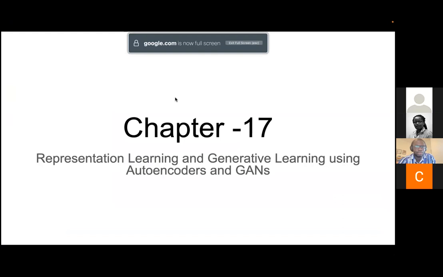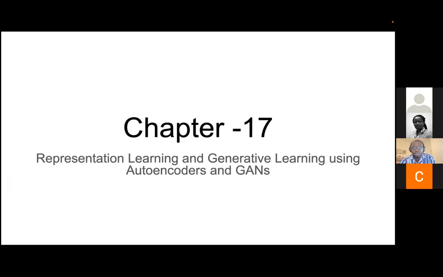This chapter is about representation learning and generative learning using autoencoders and GANs. In the previous session, we learned a lot about GANs. But one thing that Toby pointed out in the previous session is that autoencoders and GANs are a lot similar in nature. The only thing that changes them is the way the networks interact.